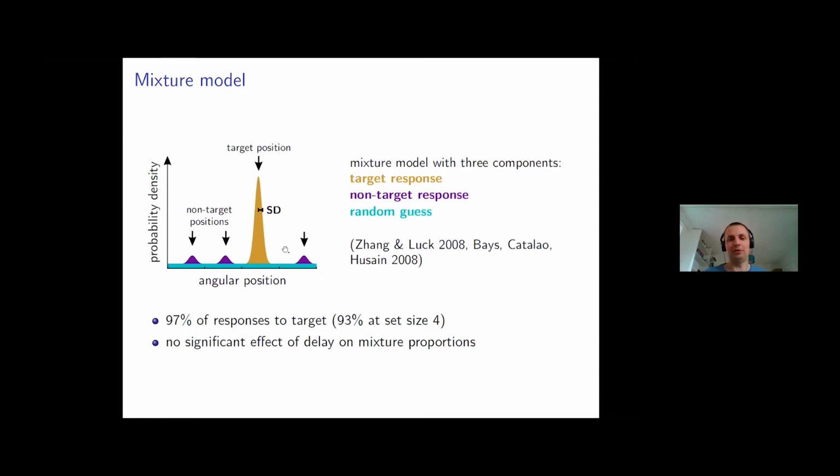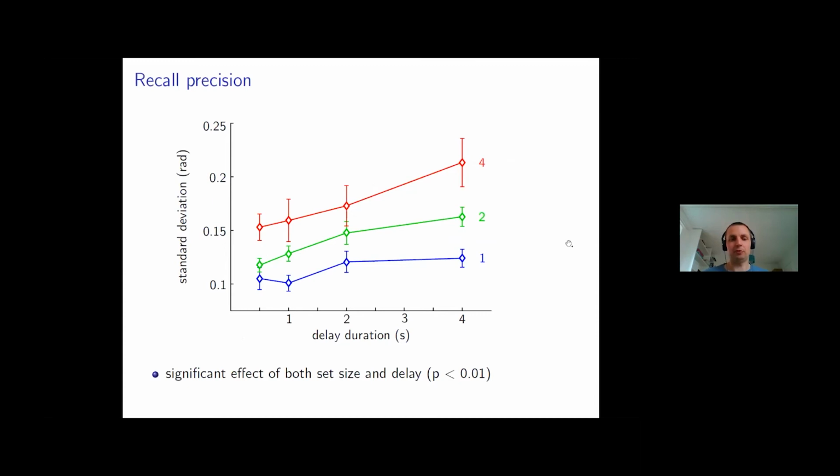So the effects are not only because there are more responses to non-target items, but there's really a change in the standard deviation of those target responses. Now looking at those results, first the effect of set size and delay duration, here on the x-axis, on the standard deviation, so on memory precision. We see what we expect from many previous experiments, a pretty robust effect of set size. The standard deviation increases as you increase the set size, as you have to remember more and more items. And there's also a weaker but still pretty robust effect of the delay duration. So standard deviation also increases at each set size as the delay becomes longer and longer.